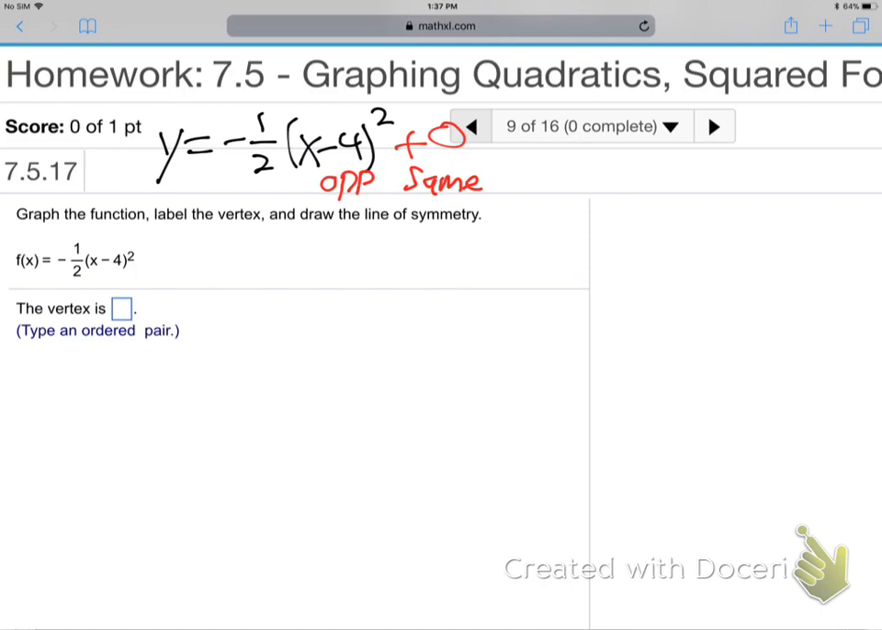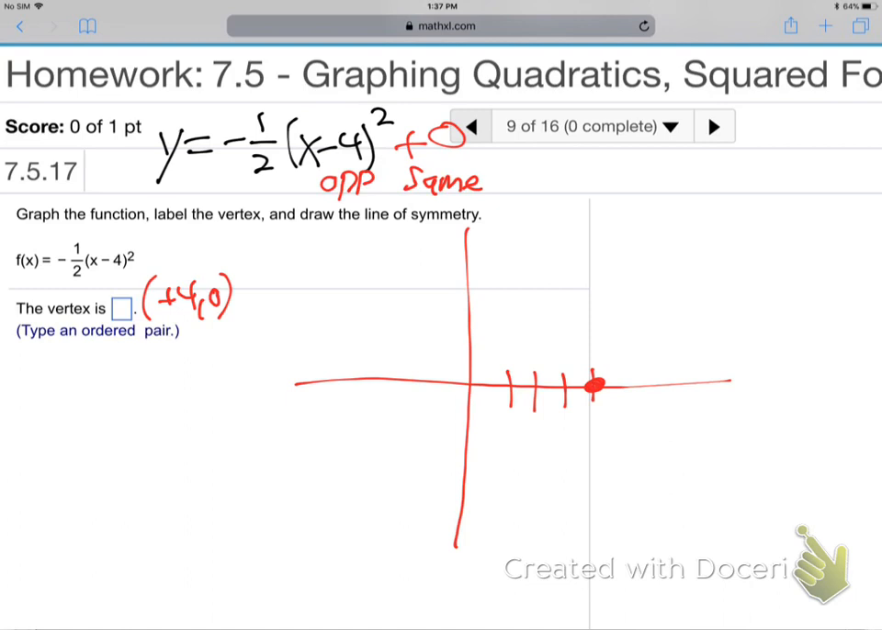So that's all you do, right? So the rest is opposite, same. So what's the center? +4, 0. +4, 0. So there's the center.